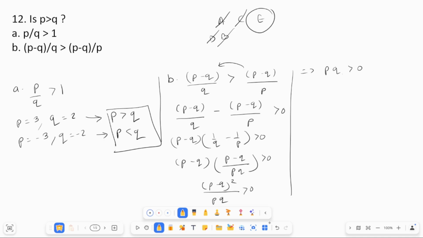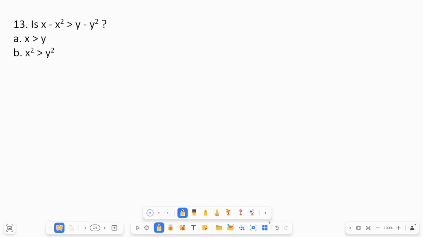Let's see one more example. The second example says, is x minus x square greater than y minus y square? The first statement says that x is greater than y. Second statement says that x square is greater than y square. Here go all the 5 options: A, B, D, C, E.